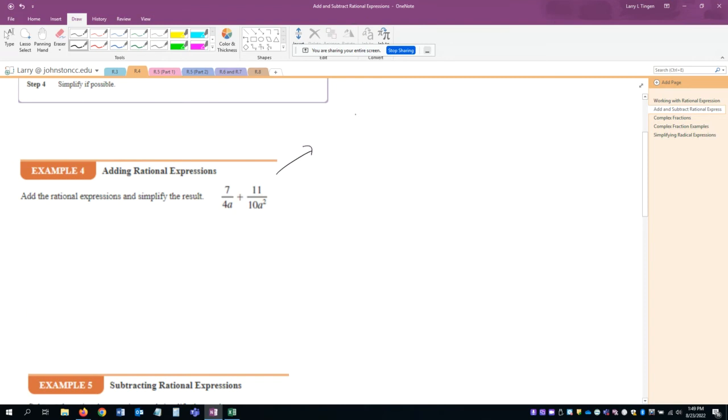So for this problem, I have 7 over 4a plus 11 over 10a squared. Okay, what is the LCD here? LCD is the least common denominator. It is the smallest multiple that both denominators will go into. They're easy to find when you have two numbers. When I throw variables in, people get a little bit afraid. So Andrew has mentioned that it's 2a. 2a is the least common multiple, or excuse me, the greatest common multiple.